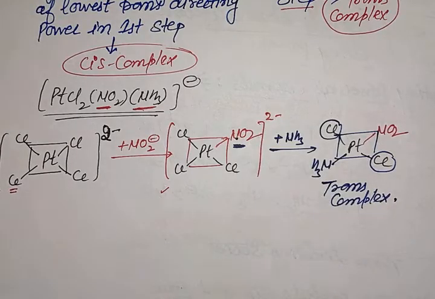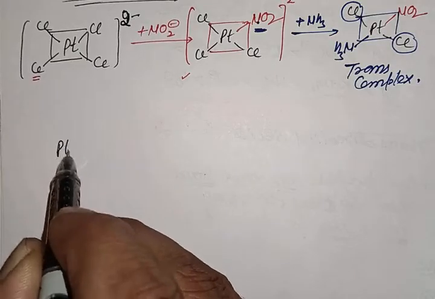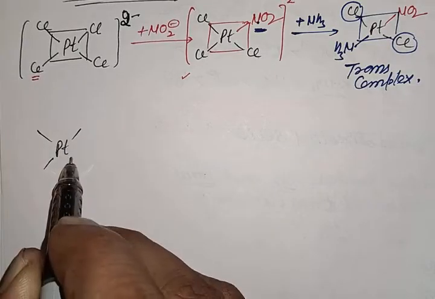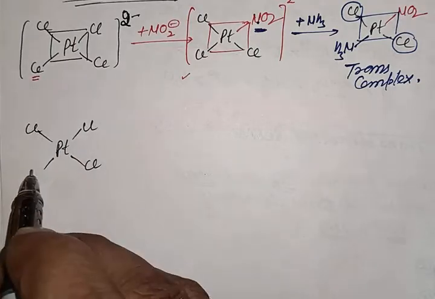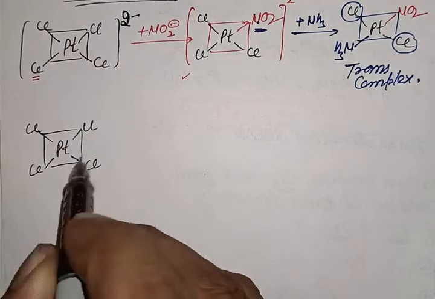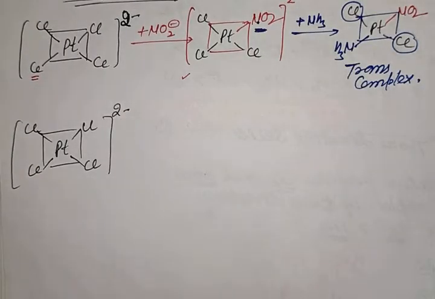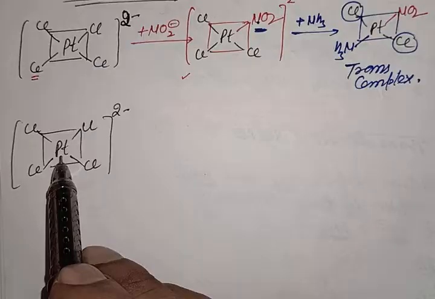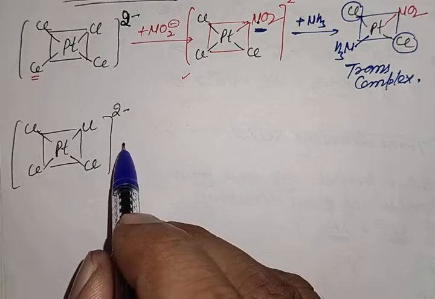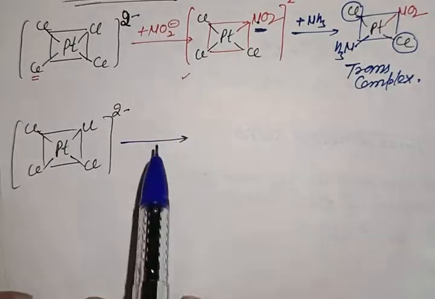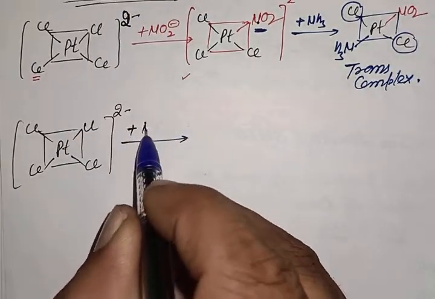Let's take another example. The same complex we will take in the first step, that is PtCl ligand, Cl and Cl ligand in -2 oxidation state, -2 charge, which gives the oxidation state of this platinum +2. In the first step we will add the ligand which is having the least trans directing power out of these three ligands, that is we will add the ligand NH3.